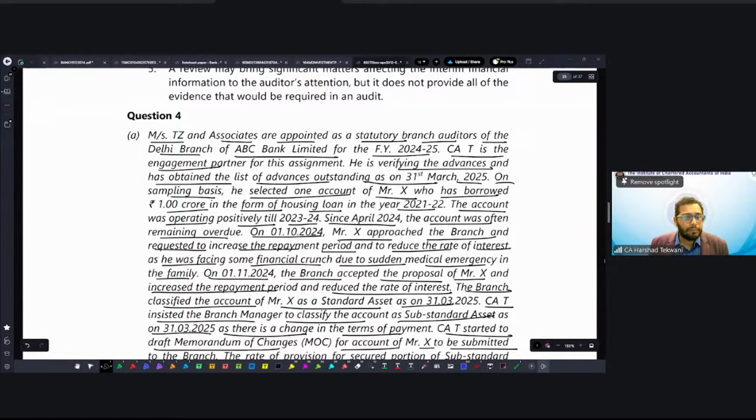Sir, less than 1 year, 25 percentage. 1 to 3 years, 40 percentage. More than 3 years is 100 percentage for the secured portion. Unsecured portion always 100 percentage. Yes, so 25, 40, 100 is the requirement for the secured. Unsecured, directly 100.